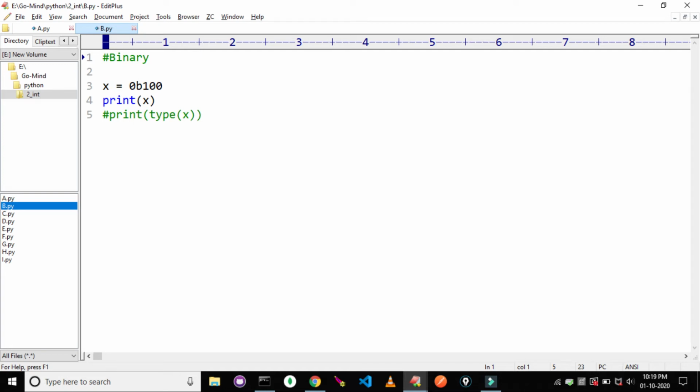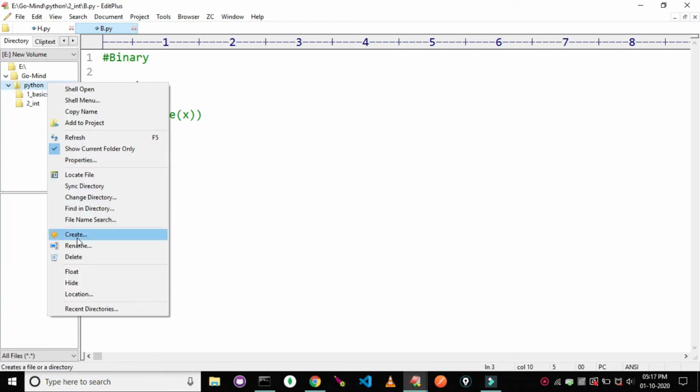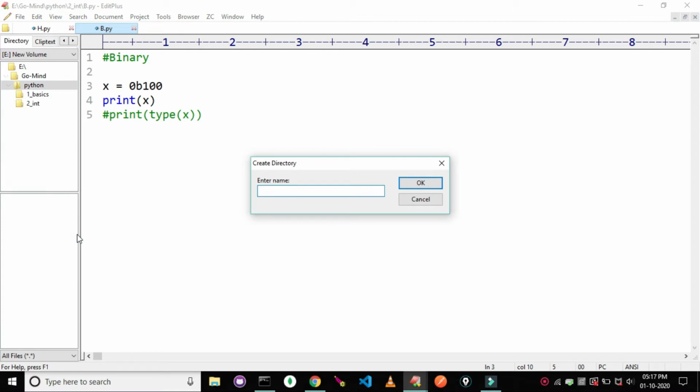Welcome back, guys. In the last lecture we saw that the prefixes 0b, 0x, 0o are supported for only integers and not floats. So today we'll see floating point types. We'll create a new folder, 3 float.